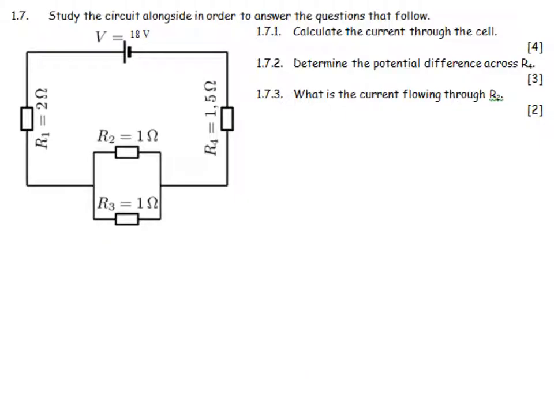Taking a look at this diagram over here, calculate the current through the cell. So I'm first going to have to work out all of the resistance. So 1 over R parallel is equal to 1 over 1 plus 1 over 1, which is equal to 2. But don't forget, I have to flip it. R parallel is equal to 0,5 ohms.